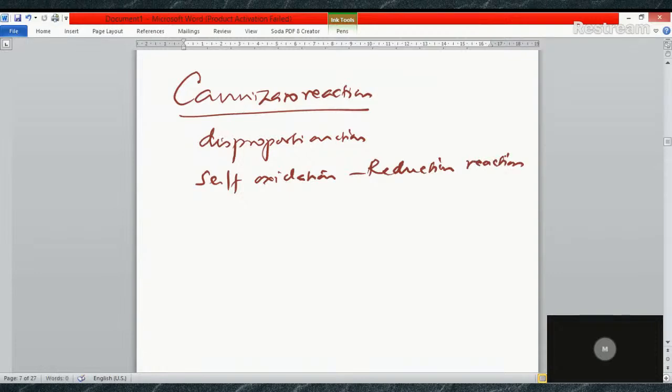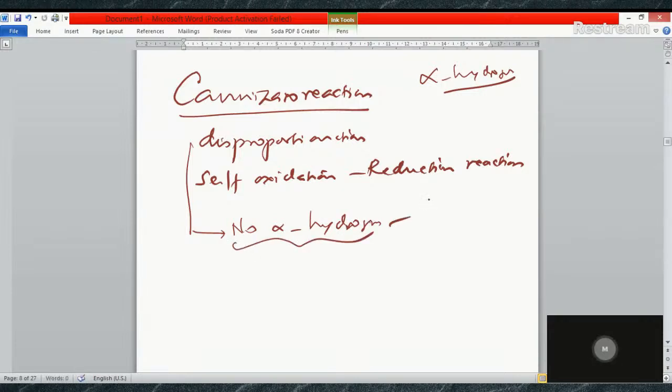Self-oxidation reduction reaction. The major contrast between aldol condensation and Cannizzaro reaction: for the aldol condensation, there must be presence of alpha hydrogen. Here, for the Cannizzaro reaction, there should not be any alpha hydrogen. So the compounds without alpha hydrogen atom can undergo this reaction. These are the examples: C6H5CHO, benzaldehyde. It's not going to have alpha hydrogen, so it can answer for this.